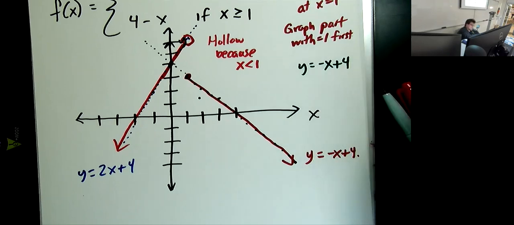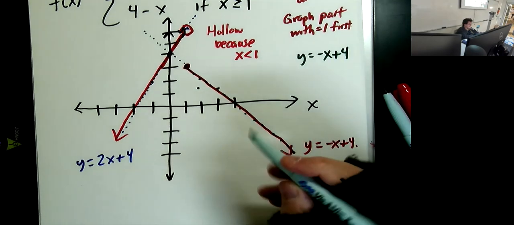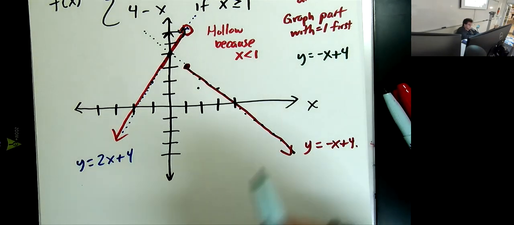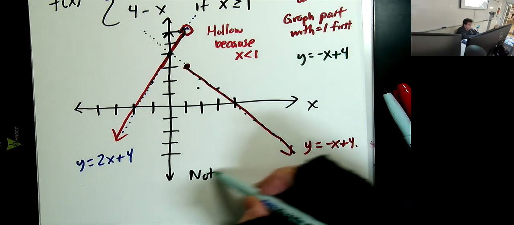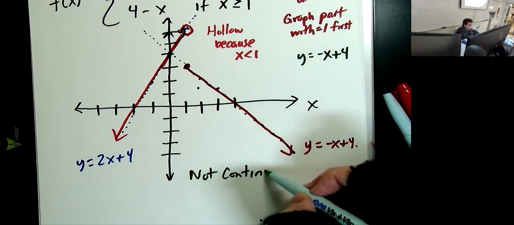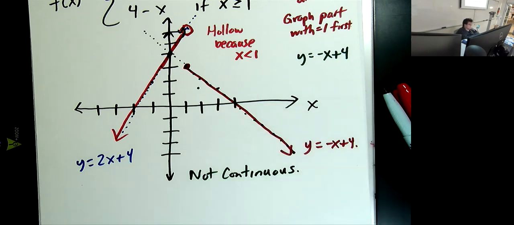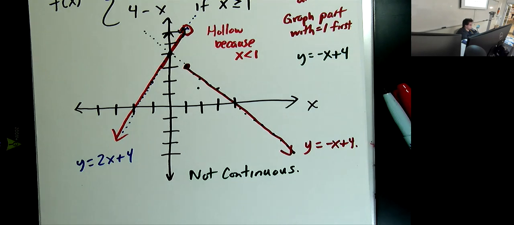If we look at the domain and the range, it's definitely not continuous, right? The absolute value graph was continuous. This one is not continuous. So with piecewise functions, it's hit or miss whether it's continuous or not. You kind of have to graph it and see what happens.